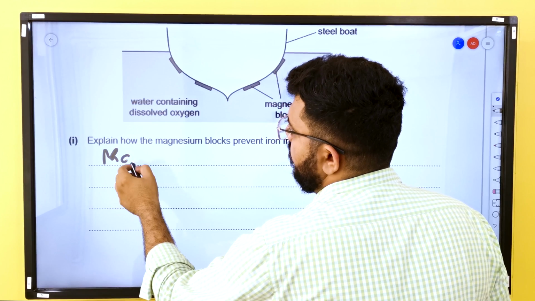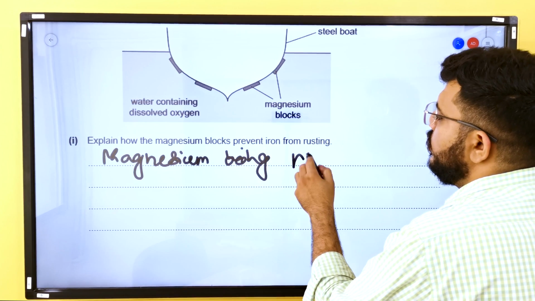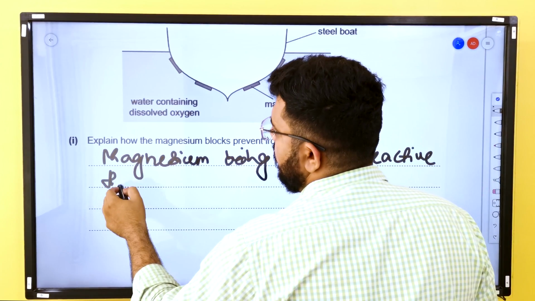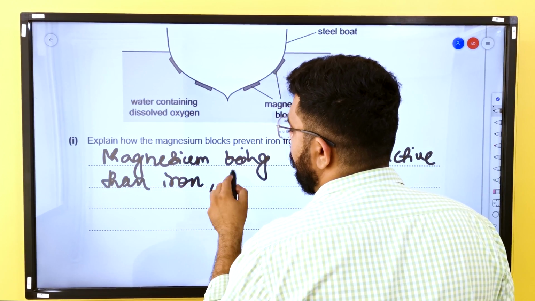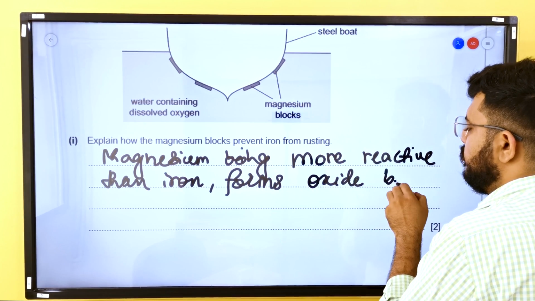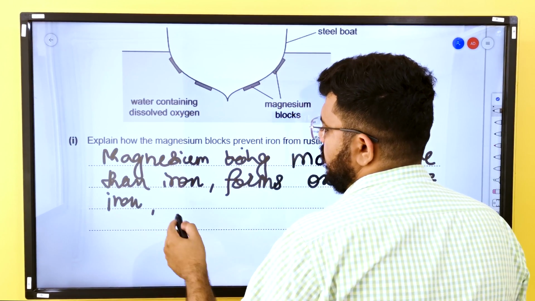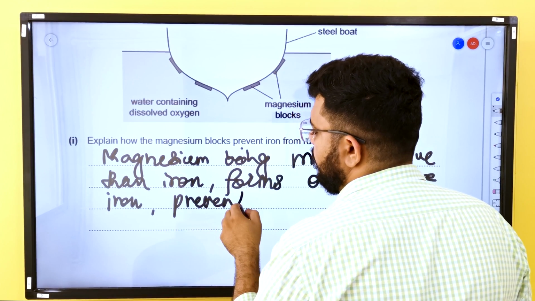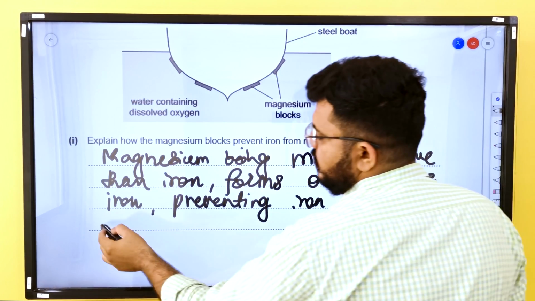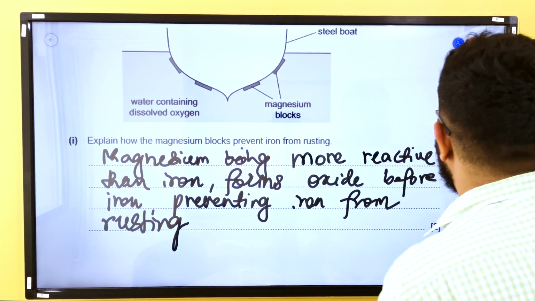Okay, so we'll write magnesium being more reactive than iron forms oxide before iron, preventing iron from rusting. Right? This is how it will prevent iron from rusting.